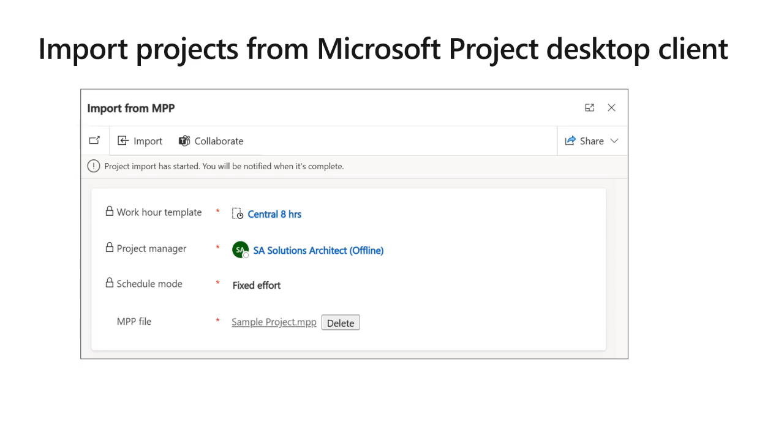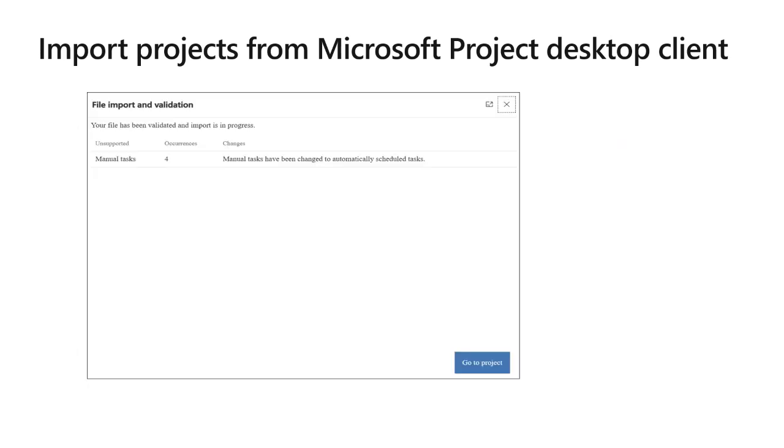When users try to import an MPP file, they will be presented with a dialog box where users can specify some of the default fields that are required for the project and select the MPP file. Once the project is initiated, a dialog box is displayed to the user stating the project import has started. The system will also display the result of the validation of the MPP file and any changes that may be applied to this imported project.